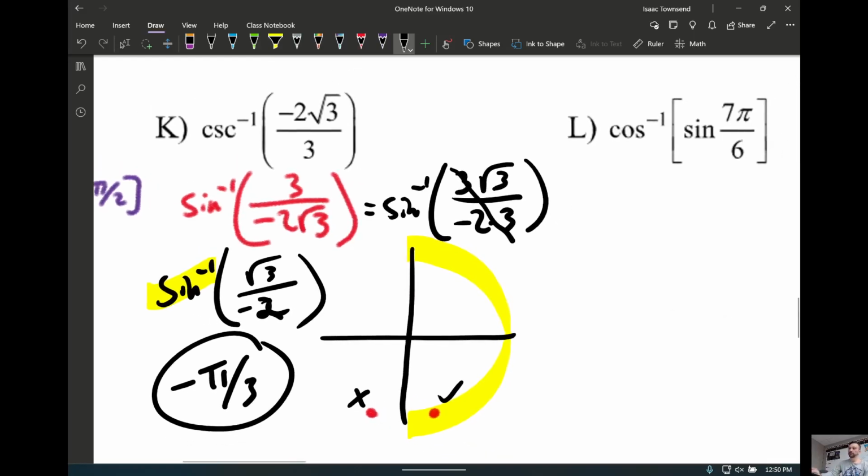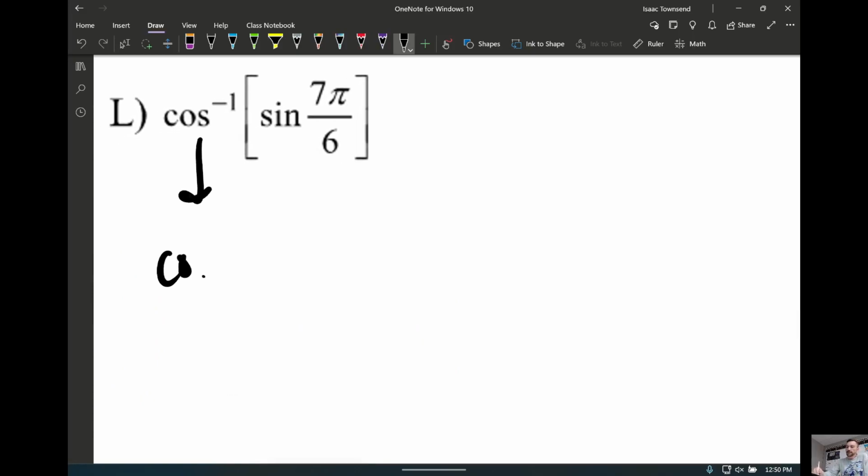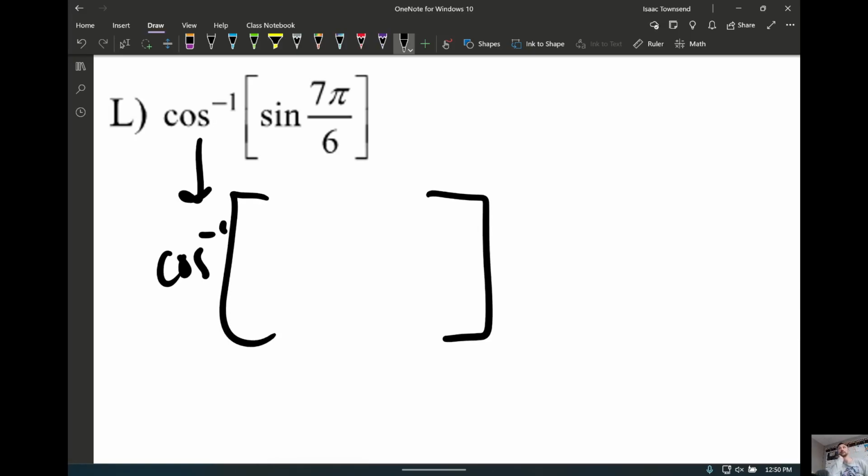Okay, and then one more, and then I'll try to give you a few minutes to do a couple on worksheet 2. All right, inverse cosine of the sine of 7 pi over 6. If it has more than one layer to it, deal with the outside layer later. Do the inside layer first.